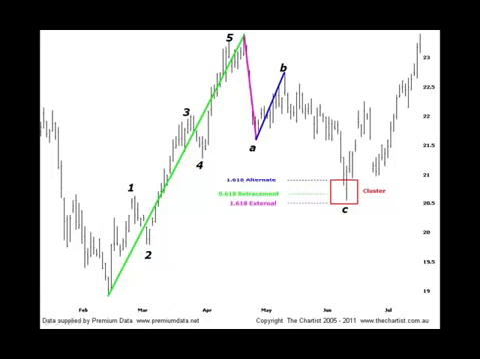It's not an exact science to the cent, but you can see only one bar came into this real cluster zone before we started heading higher again. So A, B, C, here's our target area.